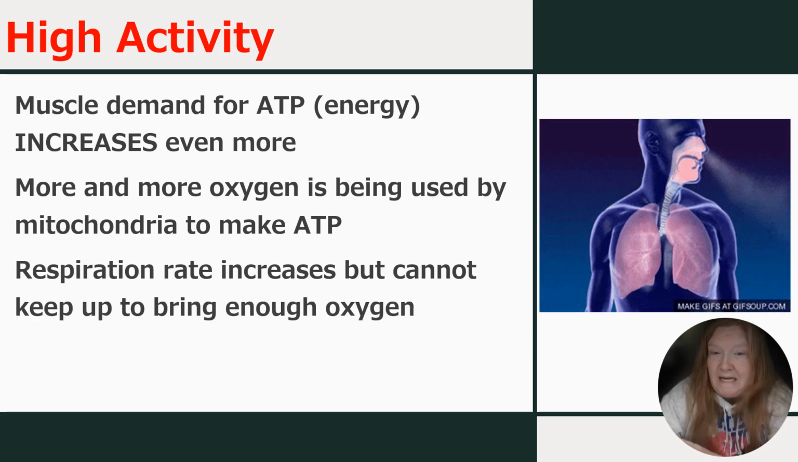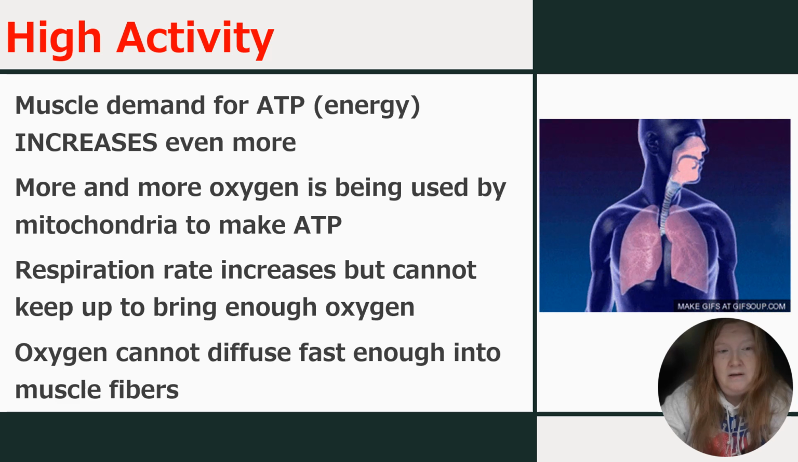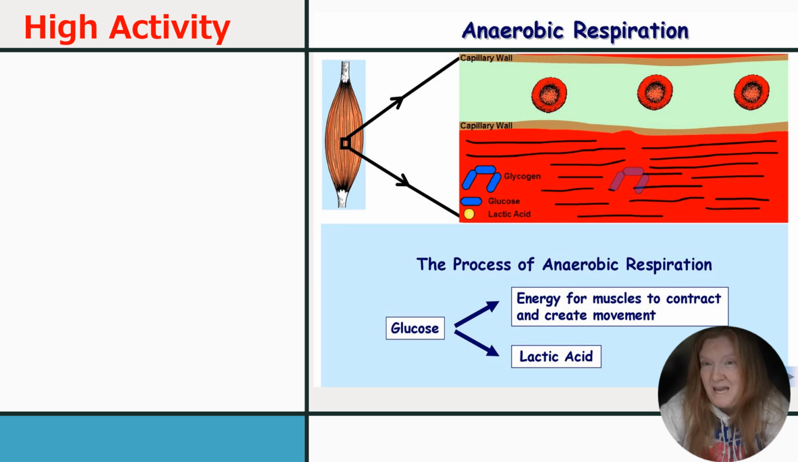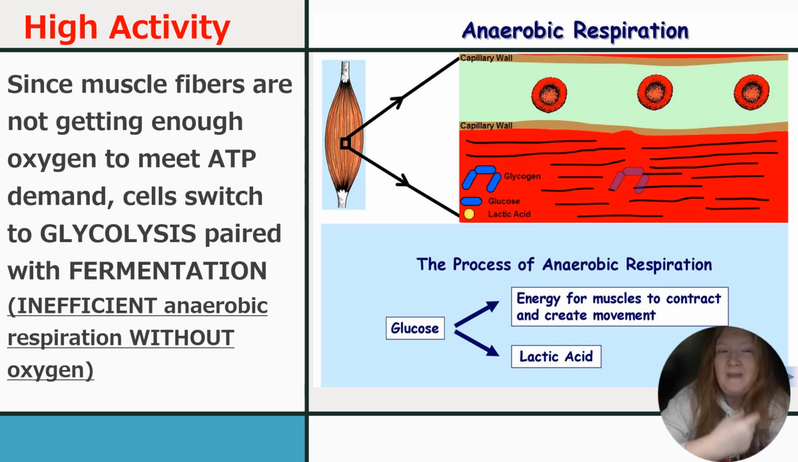And the respiration rate increases, but it literally can't keep up. It can't bring in enough oxygen. Oxygen can simply not diffuse fast enough into the muscle fibers. So now we've got a problem. We have to do something new. Since the muscle fibers are not getting enough oxygen to meet the demands for ATP, for energy, the cells switch to a process called glycolysis, all right?